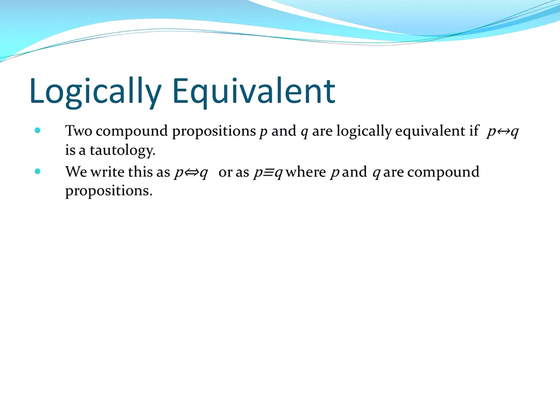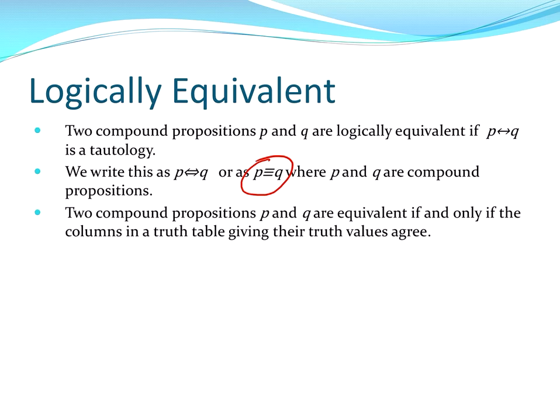There's a couple of ways that we can symbolize this, but the more common way is to use this triple equal. To say that P and Q are logically equivalent would be P triple equal Q. And then again, the way we can test this is using a truth table to see if their values always agree for all the input values of the atomic propositions.